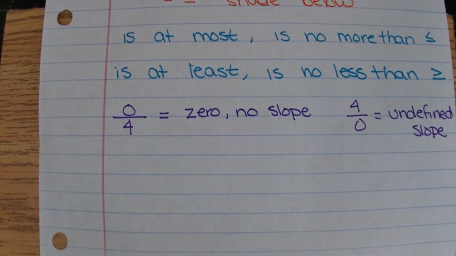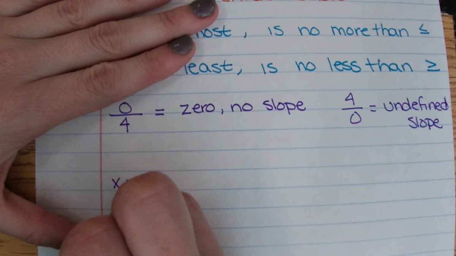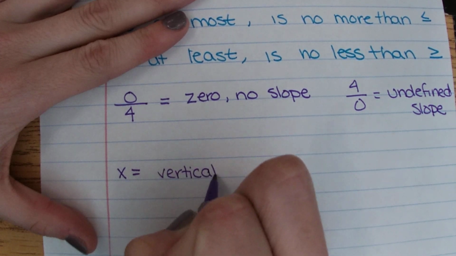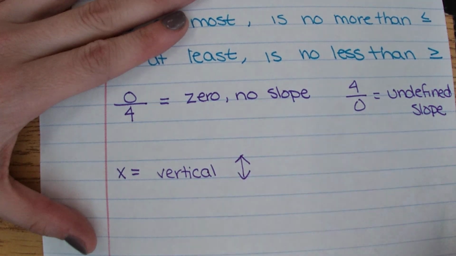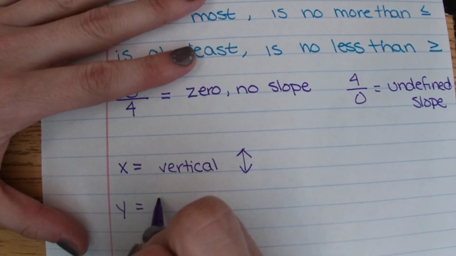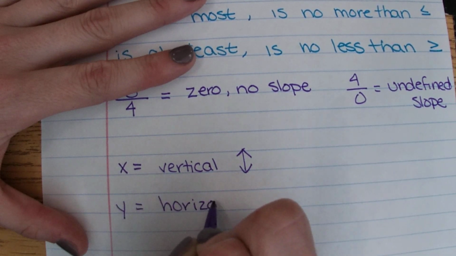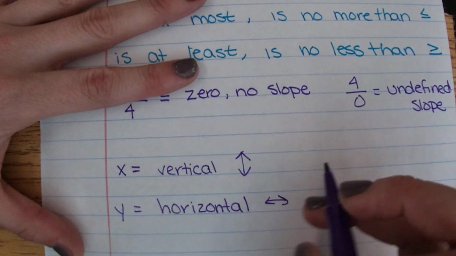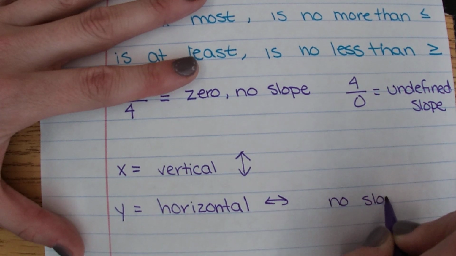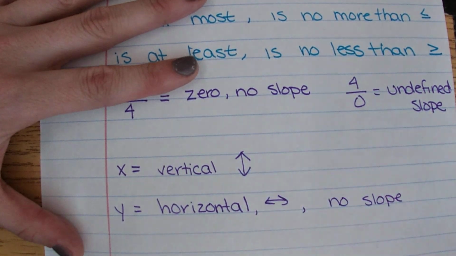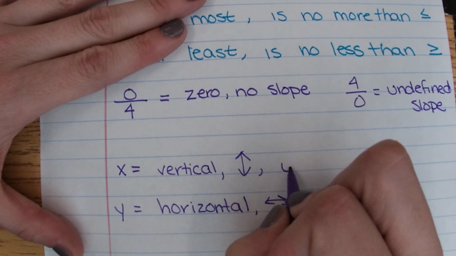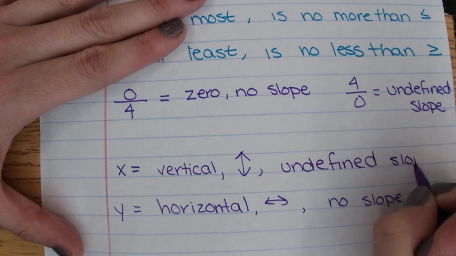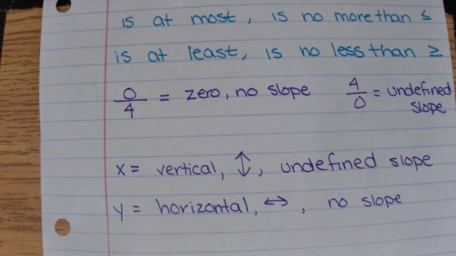Okay, if we have an x equals line, an x equals line is a vertical line, right? It goes this direction. Where a y equals line is a horizontal line. A horizontal line or a y equals line is always the one that has no slope or 0 slope. A vertical line is always the one that has the undefined slope. So that might be a piece you want to add there.